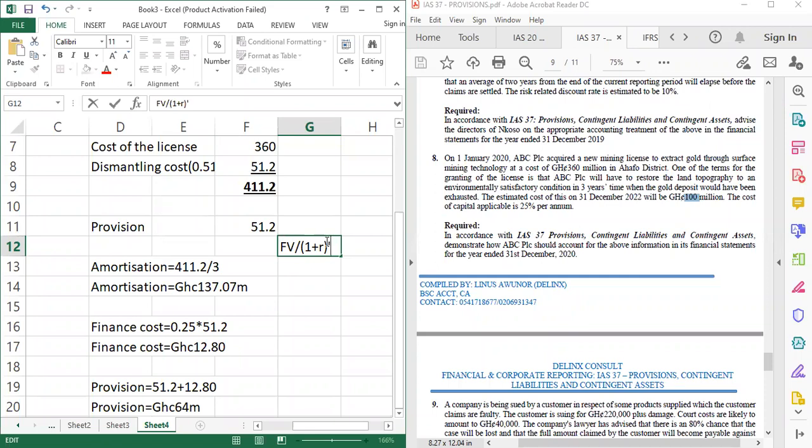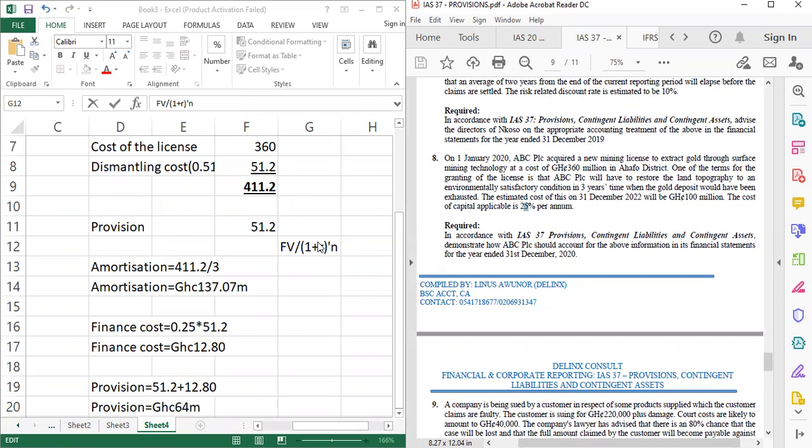That is how we present value it. The future value, which is the FV, is the amount that you are going to pay at the end of the license period, the amount that you are going to incur to bring back the land to its original position. That is the money that you are going to pay in the future. The R over there is the cost of capital for the company, which is 25% over here. The N is the number of years, or how many years will it take you to bring the land back to its original position, or in how many years' time are you going to do the dismantling? You can see that over here, they will do the dismantling in 3 years.